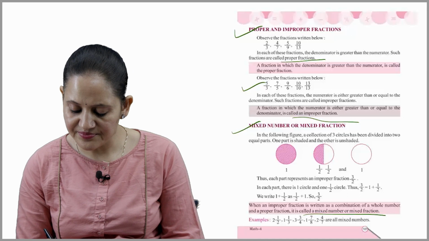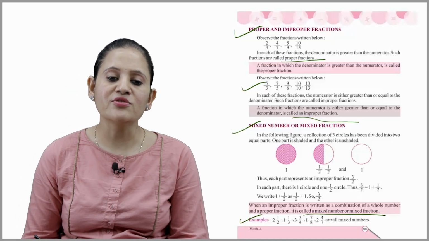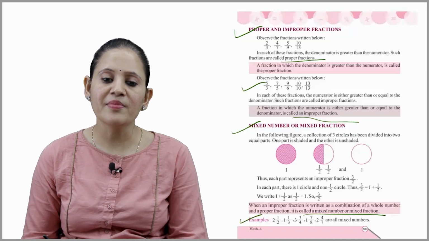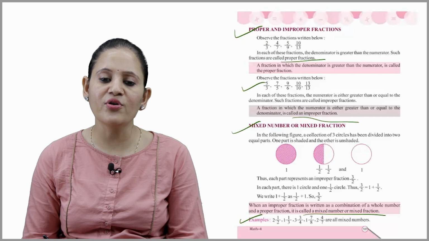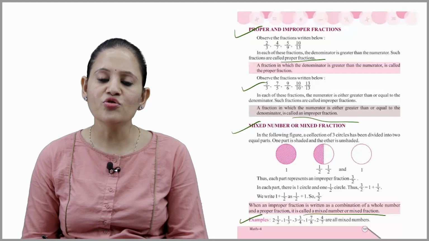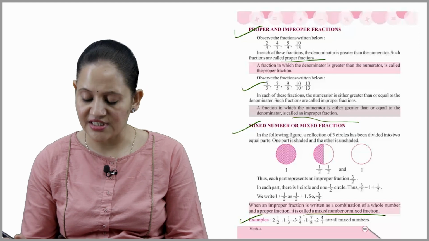Take examples: 2 1 by 2, 1 1 by 3, 3 3 by 4, 1 7 by 8, 2 4 by 7, all are mixed fractions.